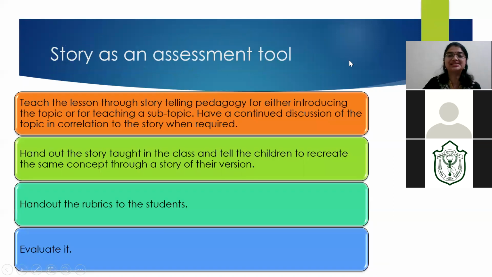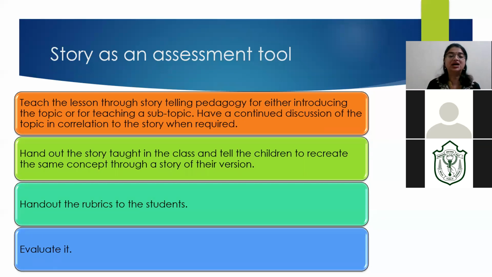Next, when you use it as an assessment tool, what are the things we have to do? First, teach the lesson through storytelling pedagogy for either introducing the topic or for teaching a subtopic, as I told you before. And have a discussion of the topic in correlation to the story when required. Hand out the story taught in the class and tell the children to recreate the same concept. So you can teach in some other pedagogy way and you can come to the assessment part and tell the children whatever they have understood to write a story.